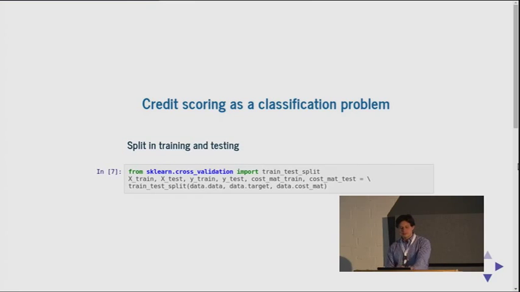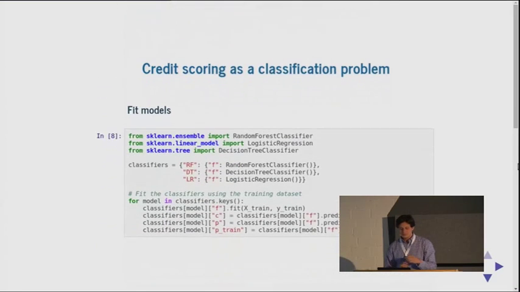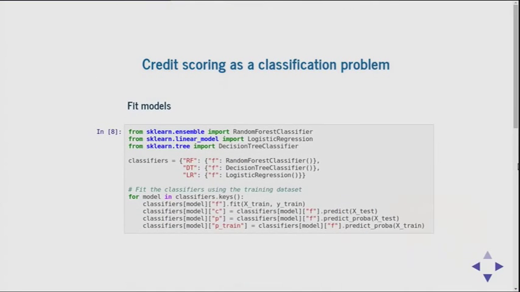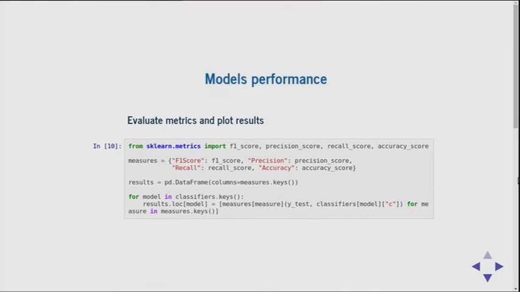So I first split the data set into training and testing, very straightforward. Then I train some algorithms that I randomly choose: random forest, logistic regression, and decision tree. It is a very, very easy way to train them. I'm using scikit-learn. There is nothing fairly interesting here. Then I evaluate the results.